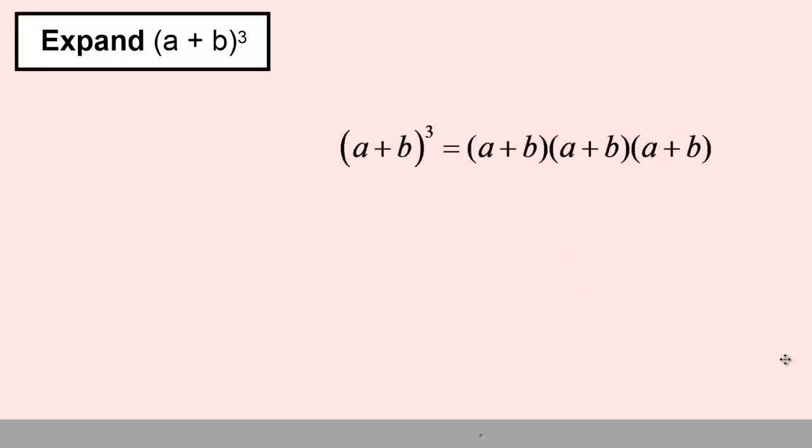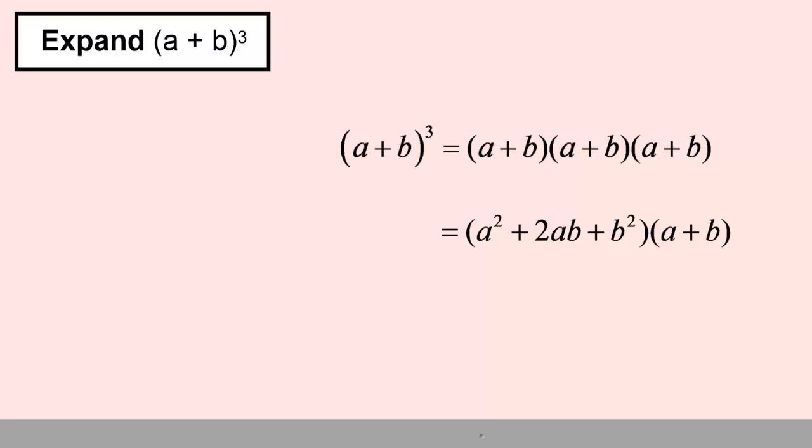So, just like before, let's make our first step to write this out. (a + b) times (a + b) times (a + b). We can sort of see here that the first two (a + b) terms, well, that's just like the question we had before where it was (a + b) all squared. So I can replace that (a + b) times (a + b) with the answer that we had from above. Now we have a trinomial times a binomial.